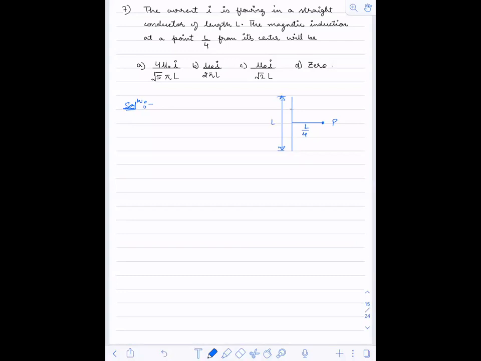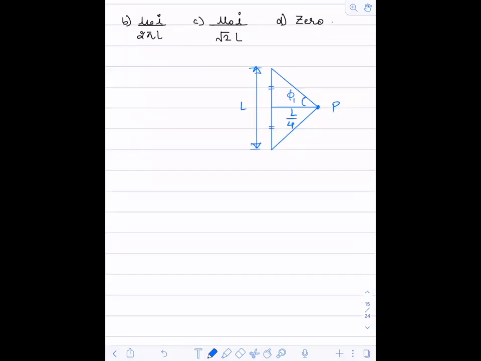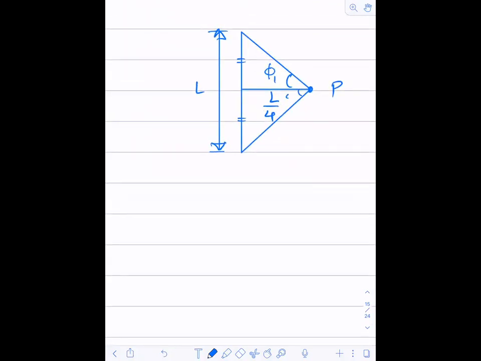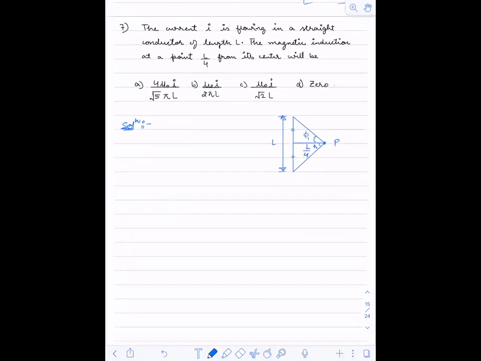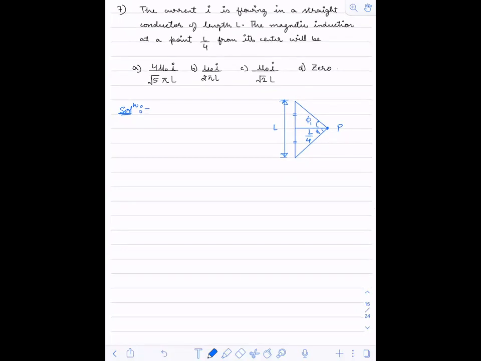So this becomes L by 2 and this becomes L by 2, from the midpoint on the perpendicular bisector. Now I have to calculate this angle, which is phi 1, as well as this angle, which is phi 2. One more thing I shall tell you: phi 1 and phi 2 will be the same. Phi 1 must be equal to phi 2, so there is no doubt about that.